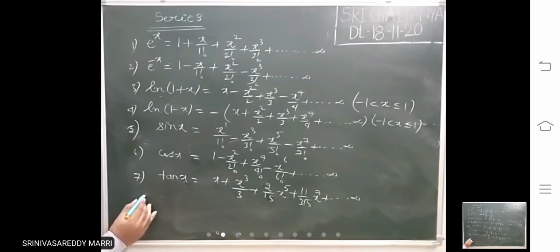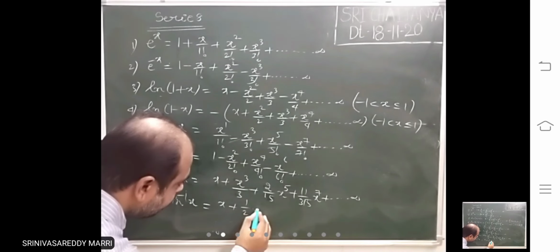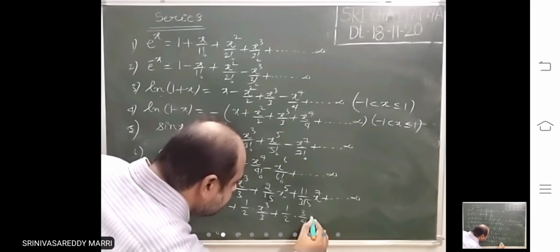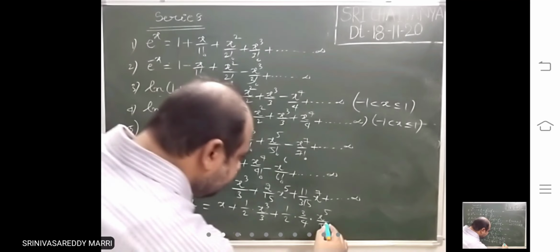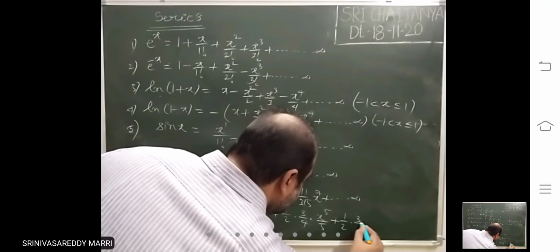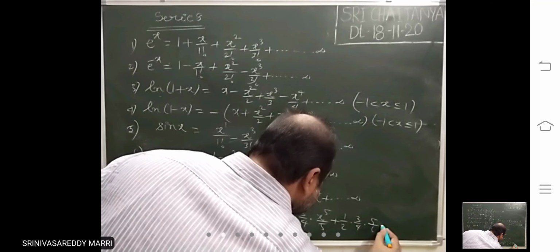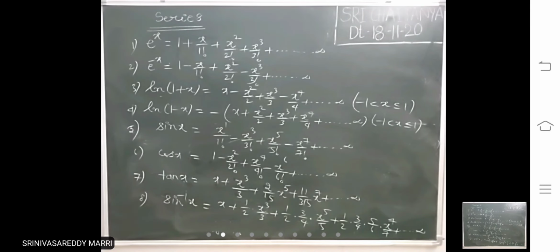So next is inverse functions. Look at inverse functions. The sin inverse x series is also very important. X plus 1 by 2 into x cube by 3 plus 1 by 2 into 3 by 4 into x power 5 by 5, all odd powers. Like that you will get 1 by 2 into 3 by 4 into 5 by 6 into x power 7 by 7 and so on, infinity. This is the series you have to remember.